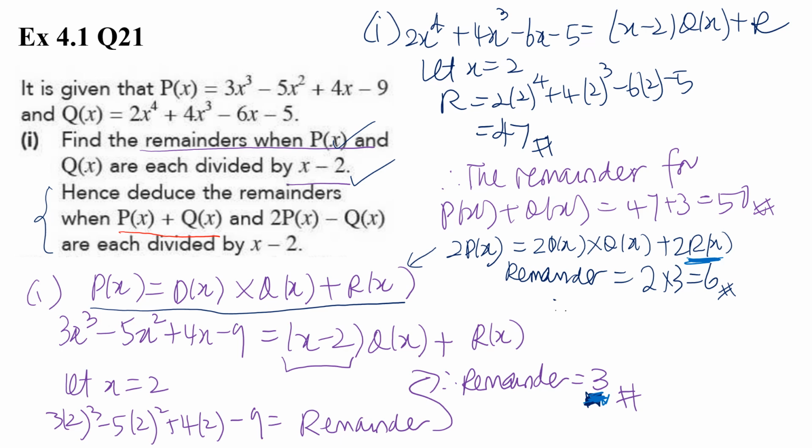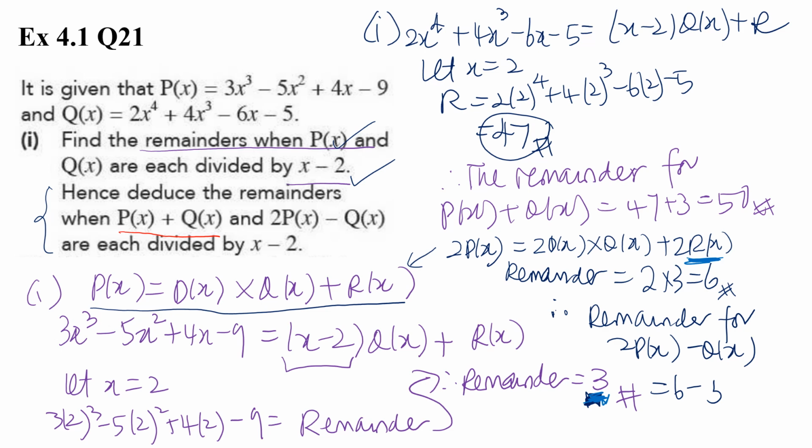So therefore the remainder for 2p of x minus q of x will be 6 minus 50? No, not 50. The remainder we got for q of x, where is it? Here, 47. So it will be 6 minus 47, which is negative 41.